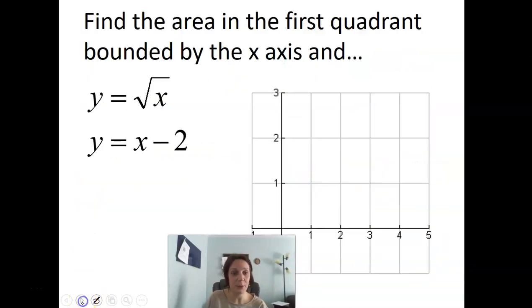All right, let's do an example. In this problem, we have the area in the first quadrant bounded by the x-axis, square root of x, and x minus 2. So let's plot these. Let's get these points up here. If I want the square root of x, it's going to look something like that. And then the line x minus 2.